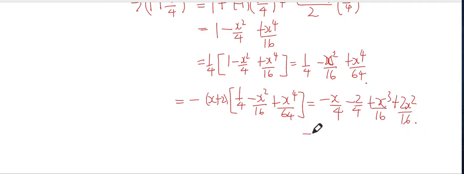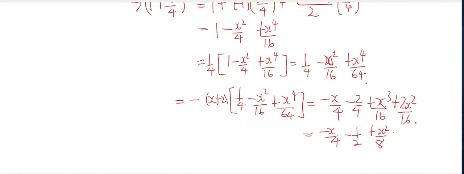So now let's simplify this. You get negative x over 4 minus 1 over 2, and then plus 2x squared over 16, which I'm just going to simplify, plus x squared over 8. This is 2x squared, you cancel that, it's x squared over 8. I don't have to do even the x cubed term, so I'm not going to do that. I'm just going to leave this.